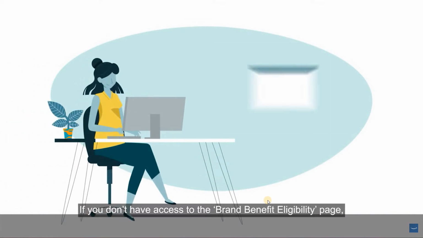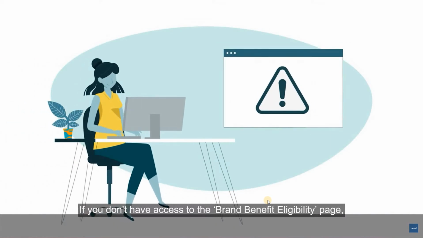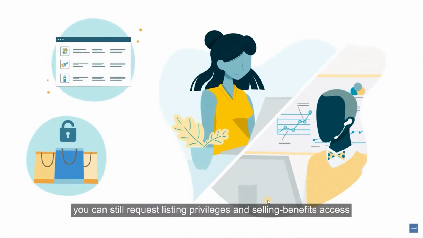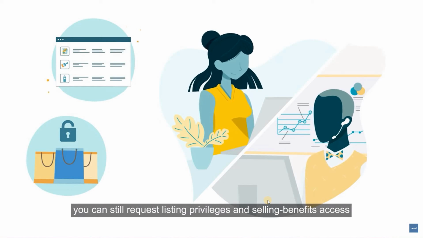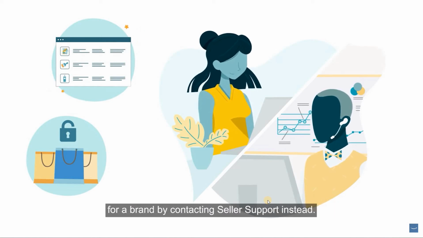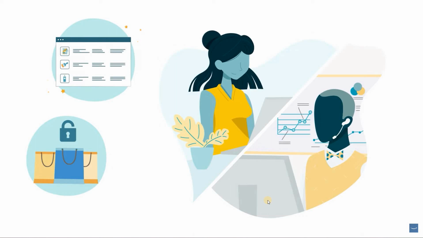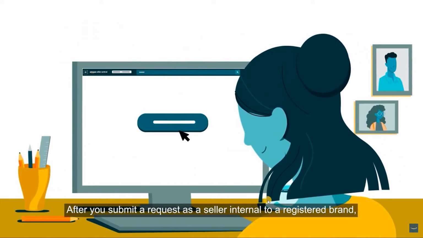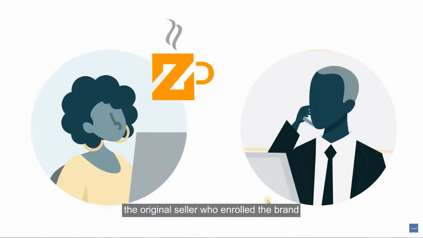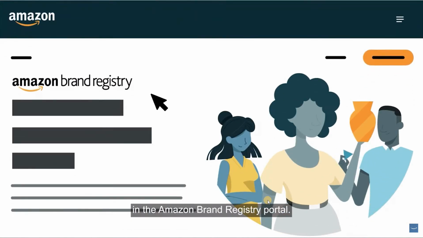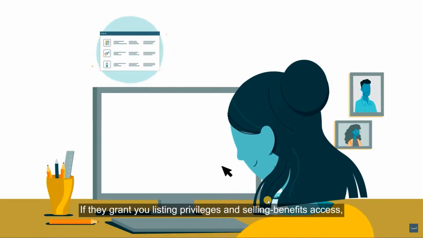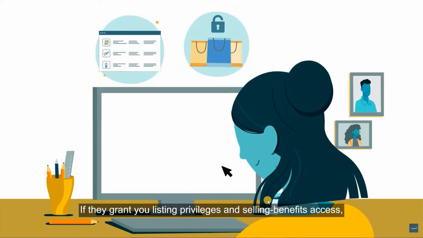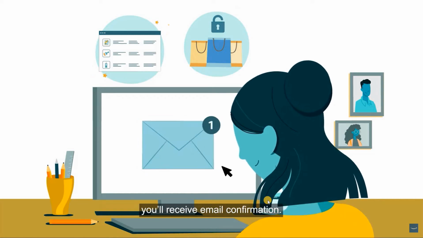If you don't have access to the Brand Benefit Eligibility page, you can still request listing privileges and selling benefits access for a brand by contacting seller support instead. After you submit a request as a seller internal to a registered brand, the original seller who enrolled the brand or another approved administrator can review your request in the Amazon Brand Registry portal. If they grant you listing privileges and selling benefits access, you'll receive email confirmation.